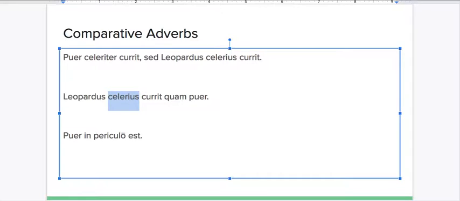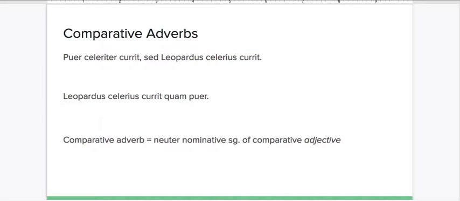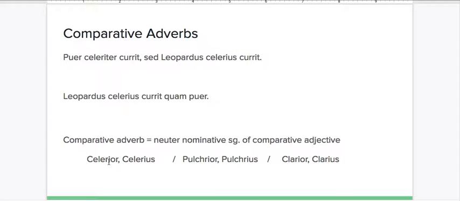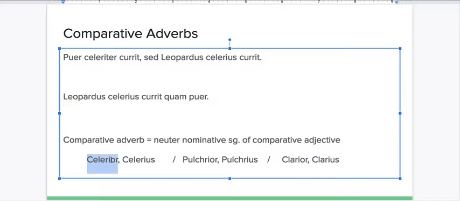We see that ius ending also with comparative adjectives in the neuter nominative singular form. That's a whole lot of gobbledygook, a lot of Latinese, like formal grammar language. Let's look at some specific examples. We've got celerior, celerius, right? More quick. And then that's the masculine, feminine.